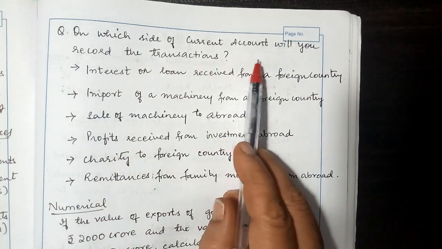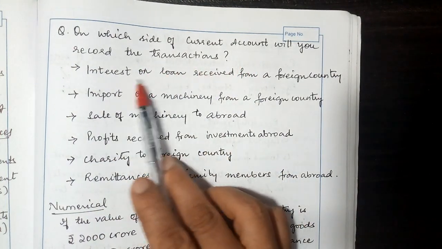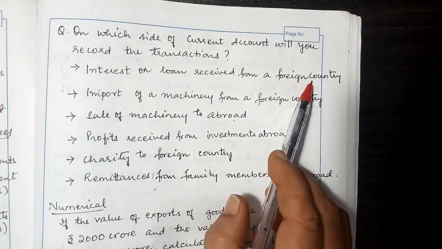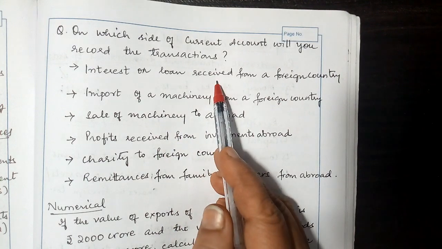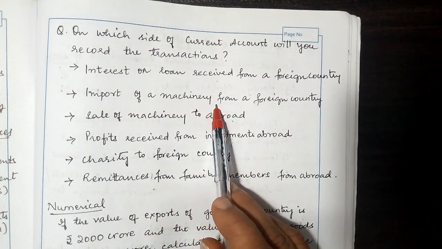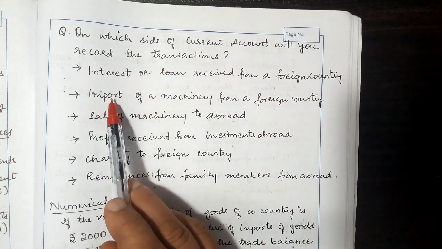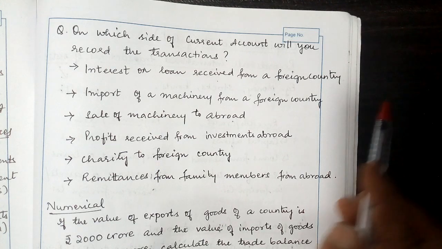On which side of current account will you record the transactions? Interest on loan received from a foreign country. You receive it. So it will be in the credit side. Import of machinery from a foreign country. You are importing. That means you are paying outside. So it will be a deficit.